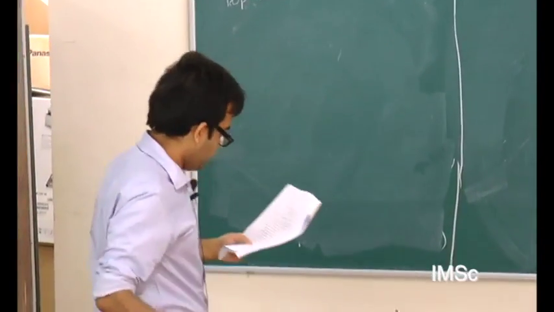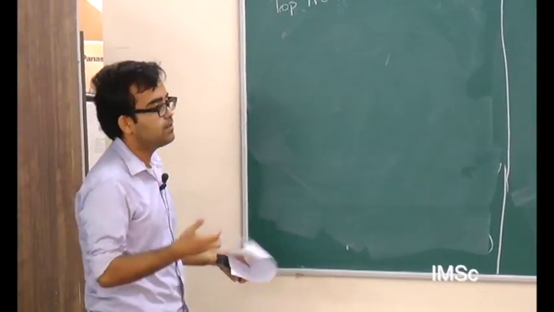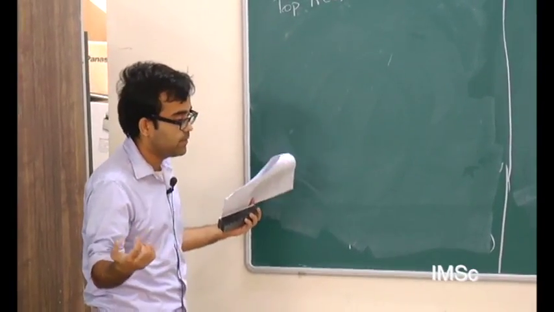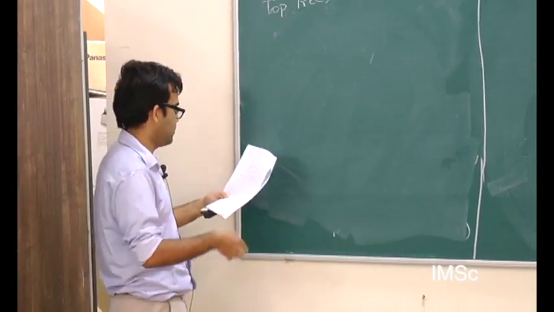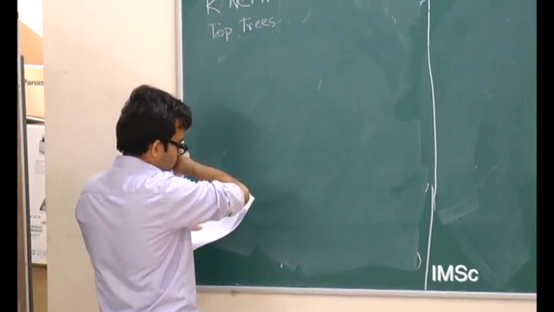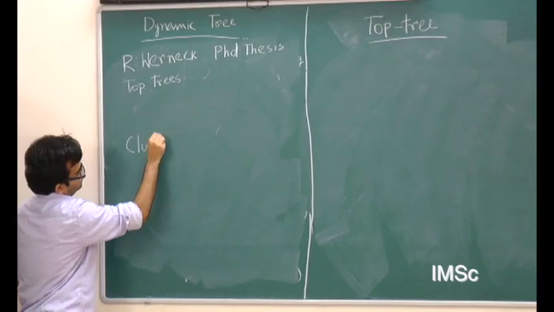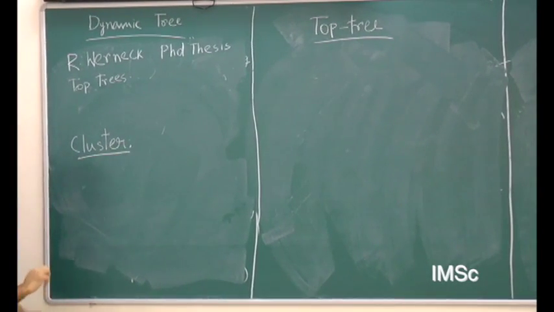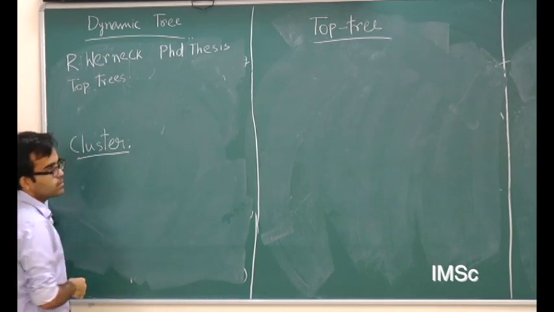So the first question here, as again in top tree, the main deal is you are given a tree that is not necessarily binary, that is not necessarily balanced, but you have to represent it somehow. So for that, we first need to understand the notion of a cluster. This is very crucial. If you don't get this, you will not be able to follow anything after this. What is a cluster?